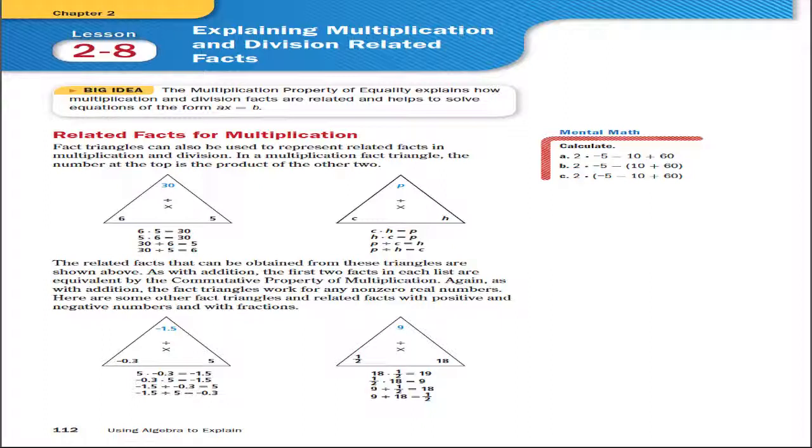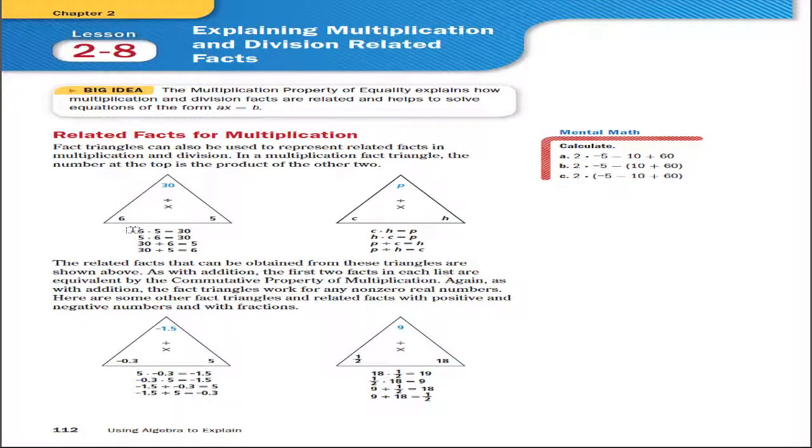And just like with addition, we've got the product is going to be here in the top, and the values being multiplied together are going to be in the bottom corners. And we're going to see that 6 times 5 is equal to 30. Remember that the direction is important, so 30 divided by 6 is equal to 5, and 30 divided by 5 is equal to 6. We've got 4 math facts available to us.